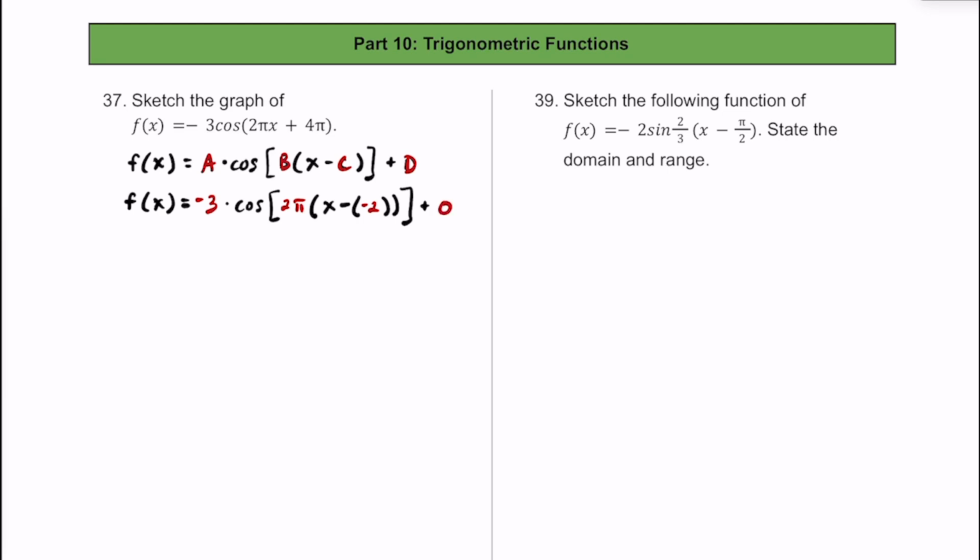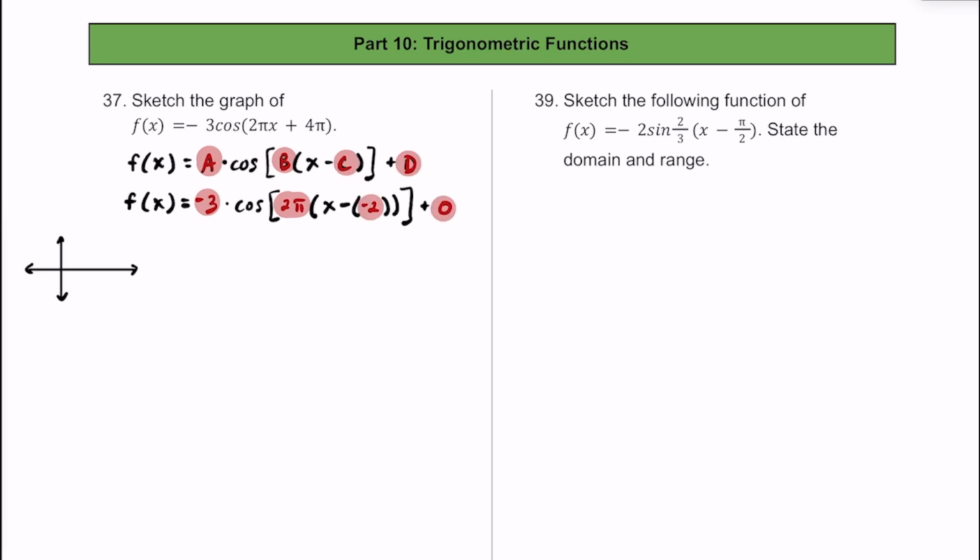If you want to check this real quick, you can go ahead and distribute 2 pi times x. You're going to get 2 pi x. This x minus minus 2 is really just x plus 2. So 2 pi times that 2 is going to be this 4 pi here. So we can see that a is going to be negative 3, b is this 2 pi, c is going to be negative 2, and d is going to be 0.